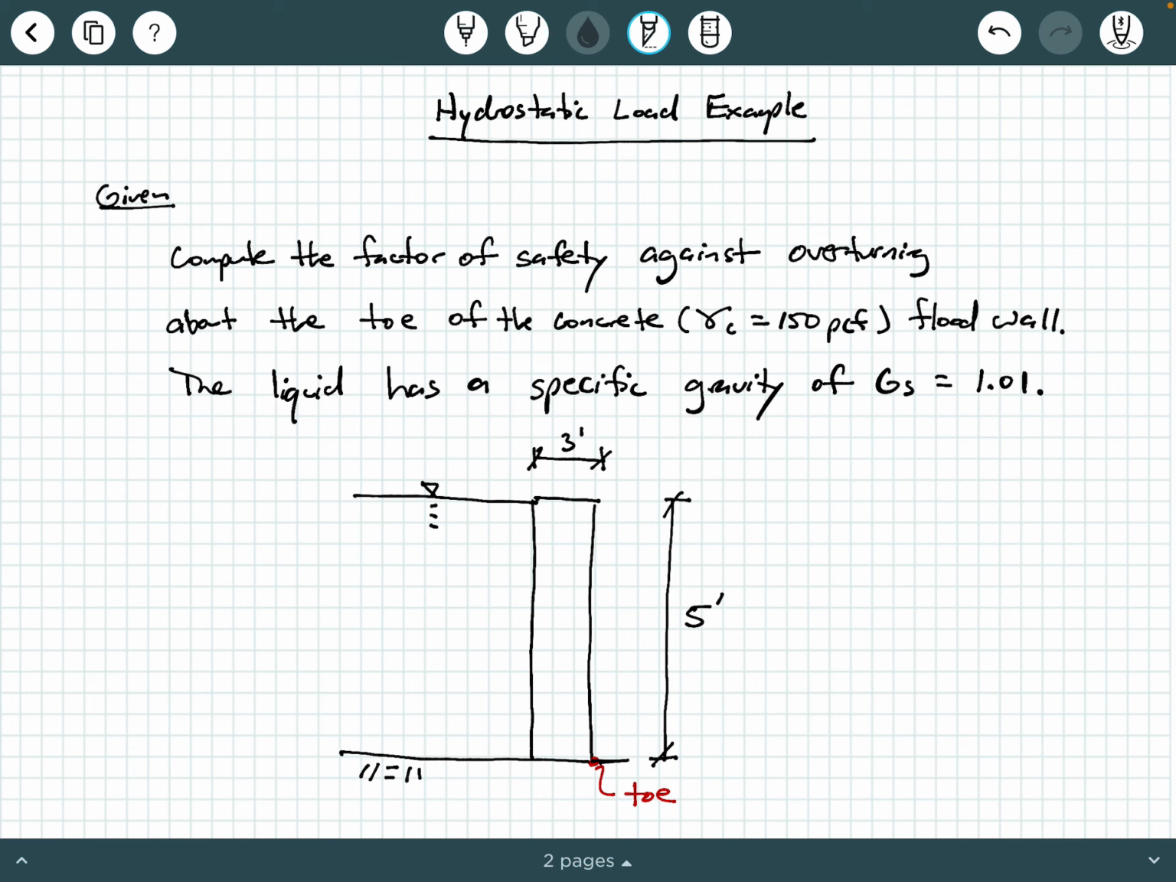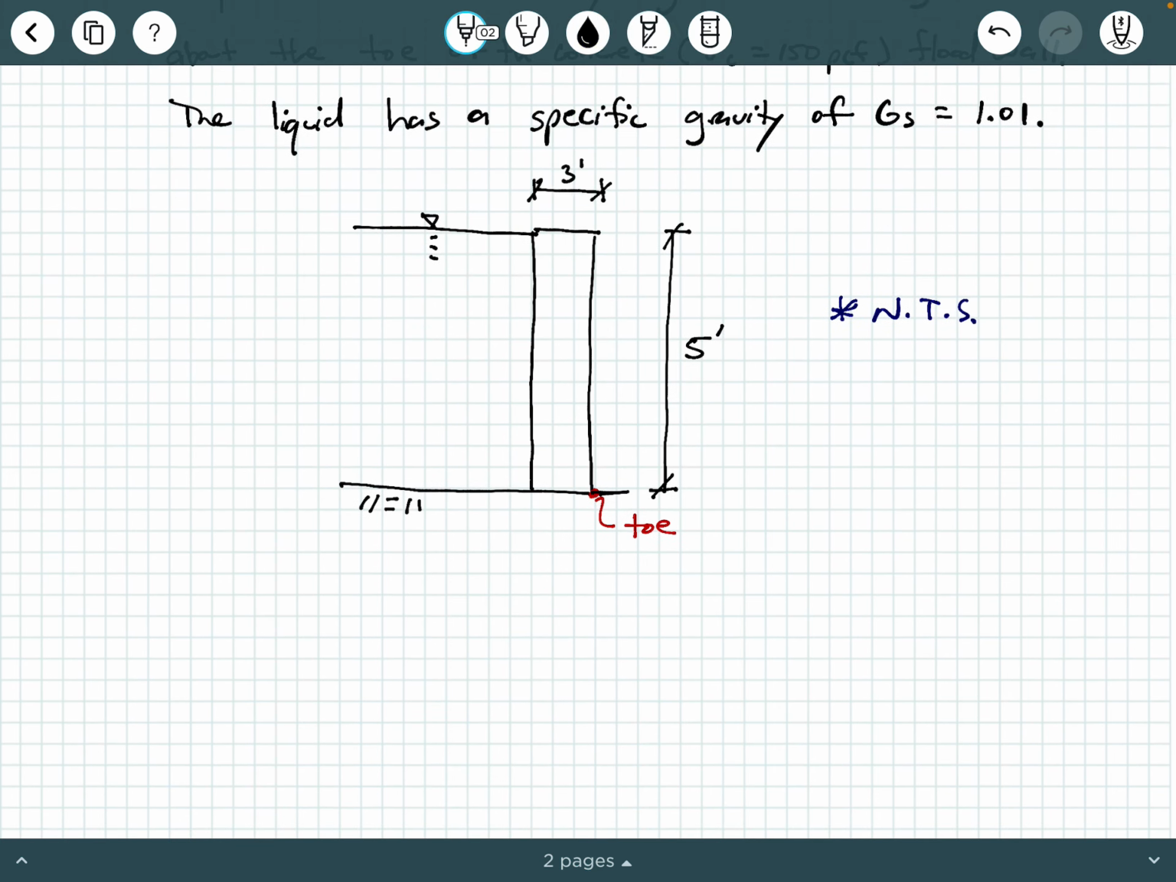We have a section of a flood wall here, and the flood wall is only 5 feet tall, so it's not that tall, and it's 3 feet thick. So we can make a little note here. This is definitely drawn not to scale, okay? But regardless, this is 3 feet thick and 5 feet tall. And it's holding back this liquid, probably water, because specific gravity of water is about 1. And again, we're looking for the factor of safety against overturning about the toe of this flood wall. So let's go ahead and write a solution here.